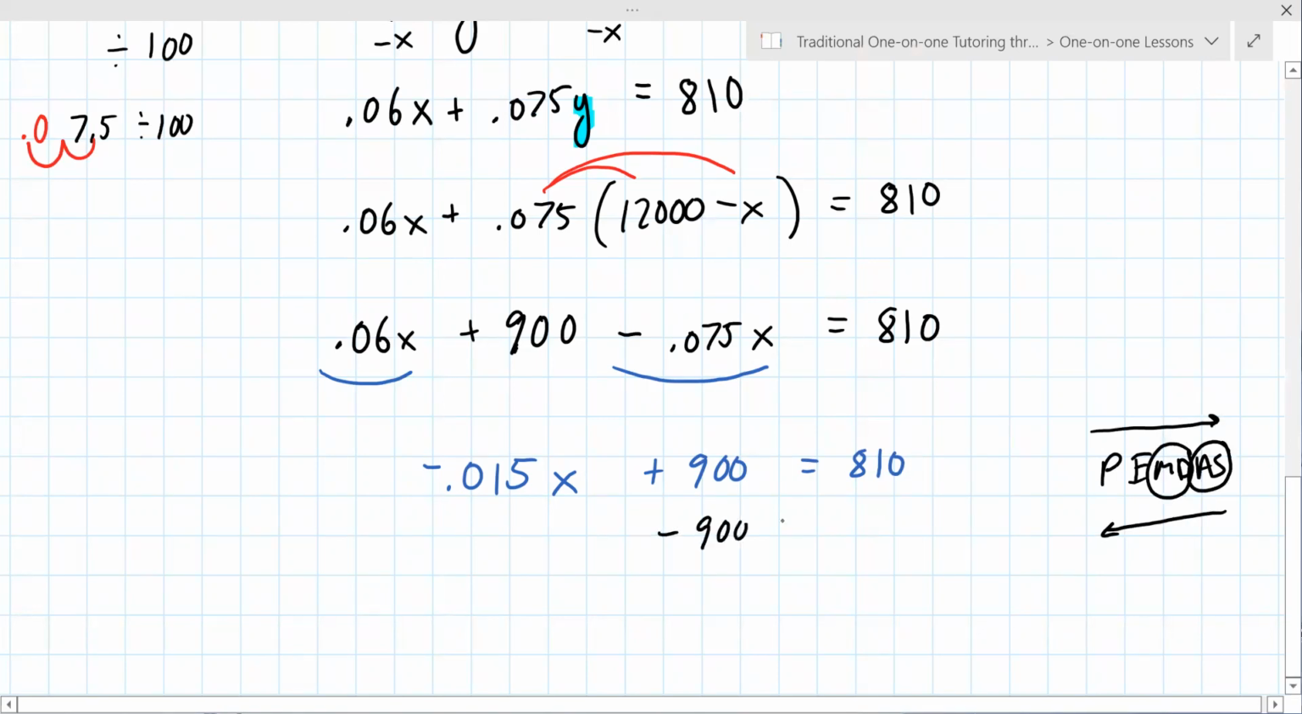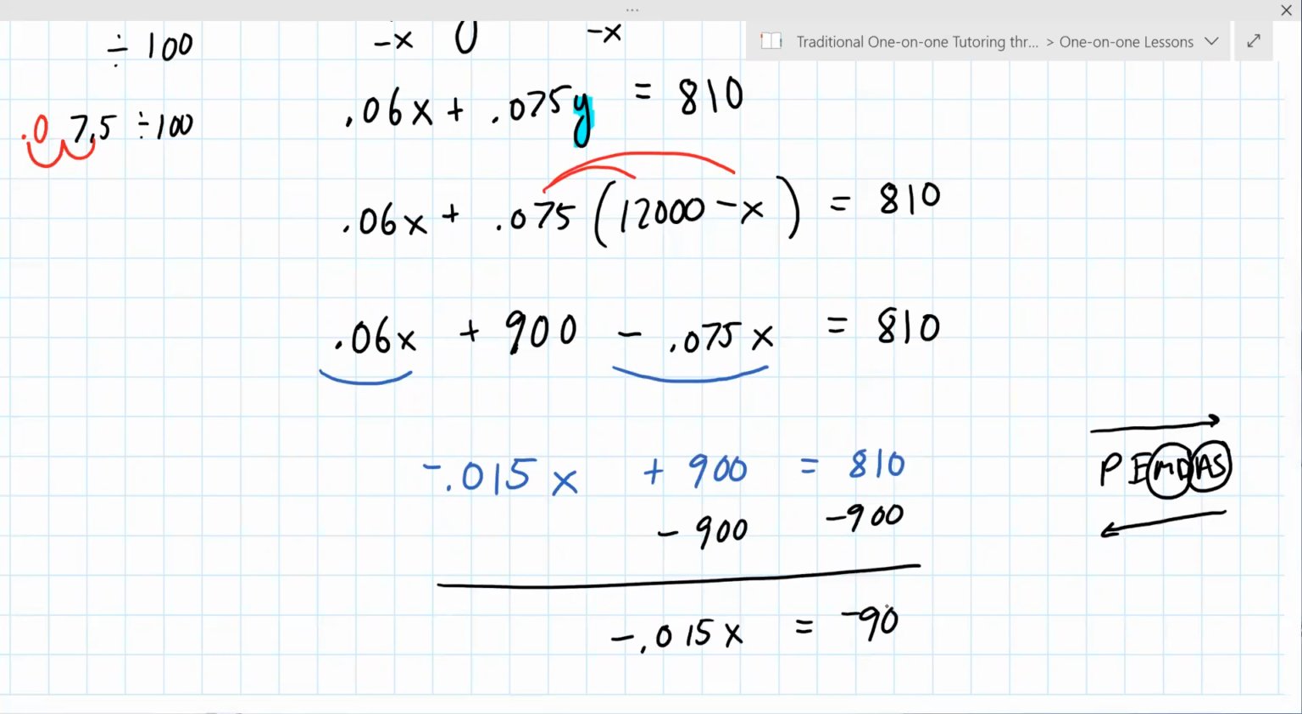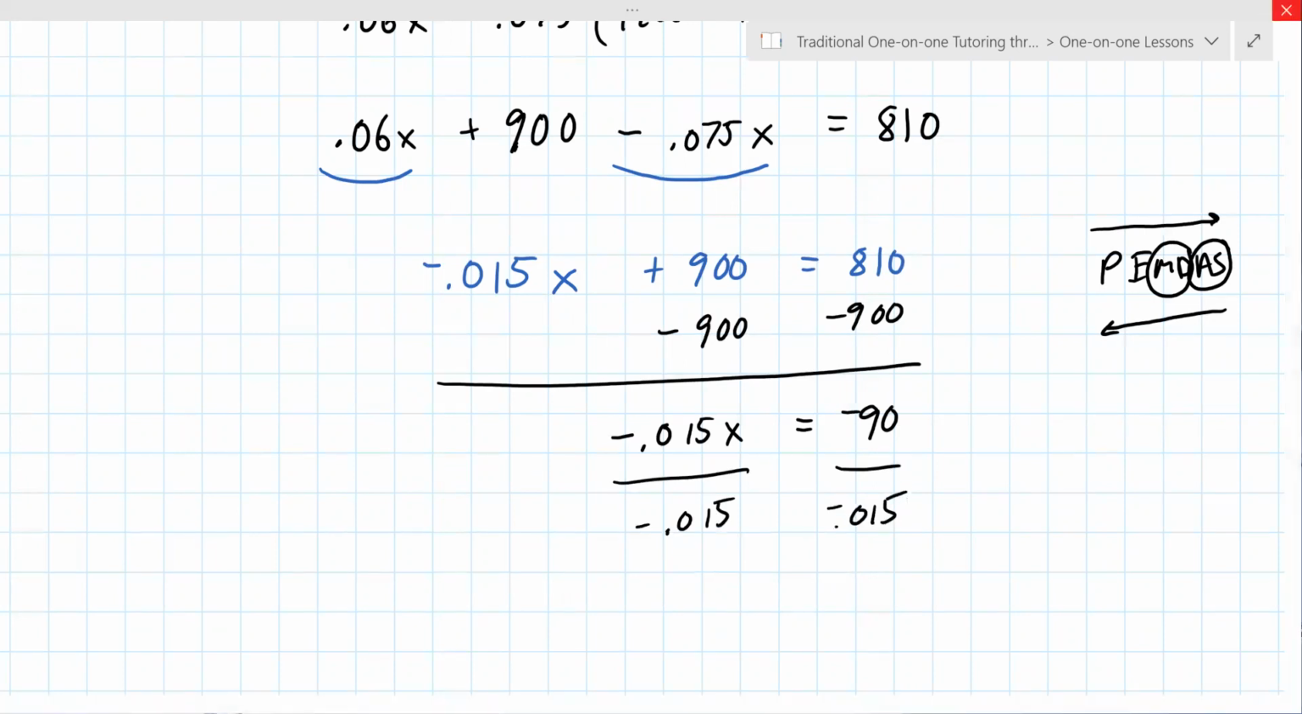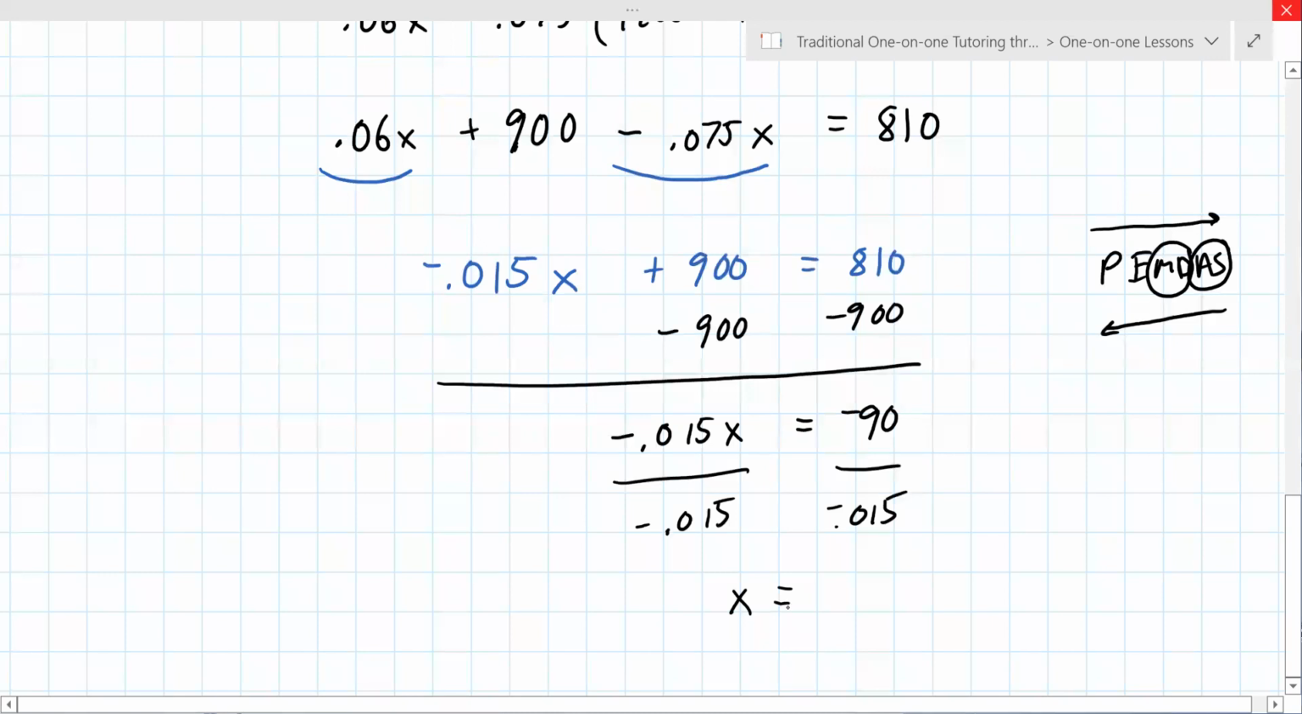So that means you're going to subtract 900 from both sides. Yes. So you have minus 0.015x equals negative 90. And then you divide both sides by minus 0.015. So what does x equal? 6,000. 6,000, yeah. And then what is y equal to?